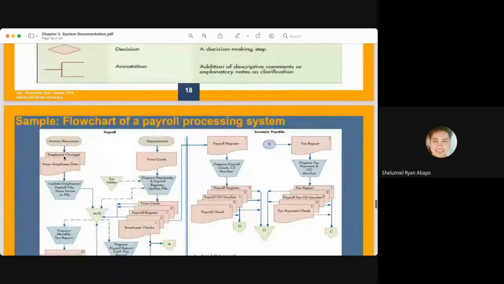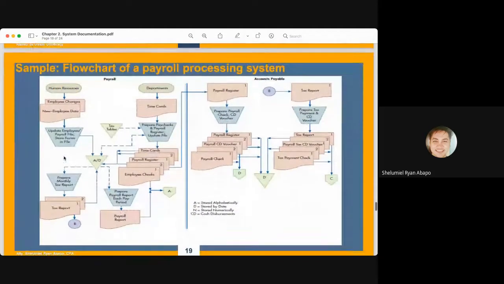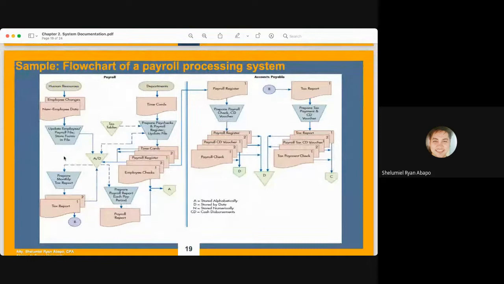Now, we also have a flowchart of a payroll processing system that you can basically study to understand how the payroll processing system and documents flow from one department to another. An example would be from the human resources. There are two documents which will be prepared, which are the employee changes, should there be changes now to employee information, and the new employee data.